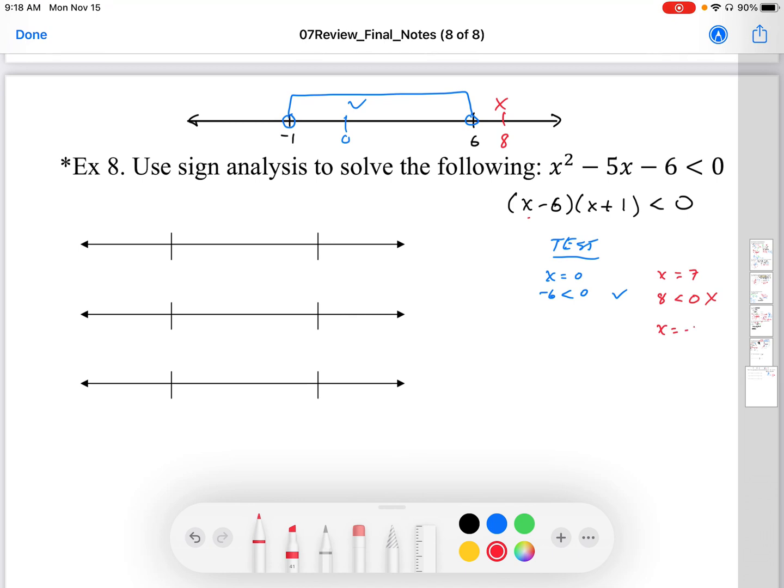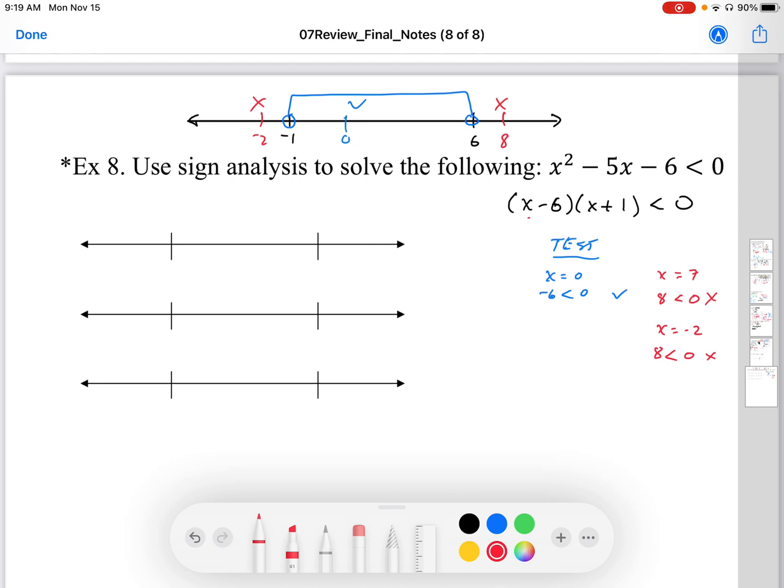And then I can test x is equal to negative 2. So when I plug negative 2 into there, I get negative 8 times negative 1. Again, I get 8 is less than 0. That fails. So over here at negative 2, that fails our test. So that's going to be the much easier way to do this. However, it is good to understand how we could do sign analysis.